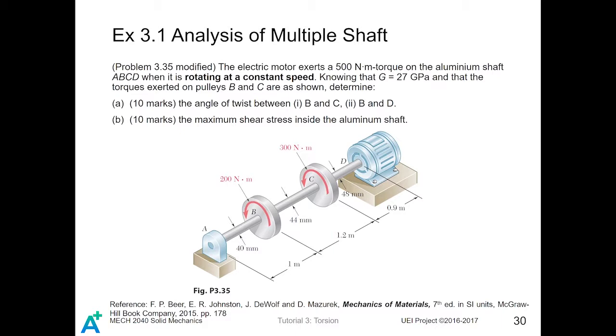Knowing that the shear modulus G equals 27 GPa, and the torque acting on B is 200 Nm and the torque acting on C is 300 Nm, we want to determine the angle of twist between B and C and C and D. Also, we want to determine the maximum shear stress inside the entire shaft.